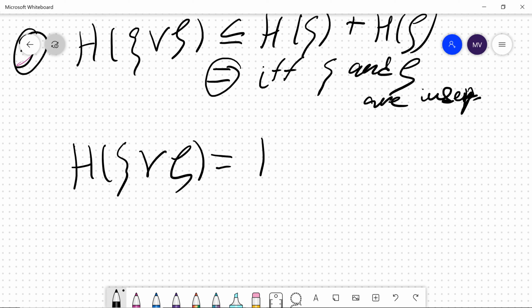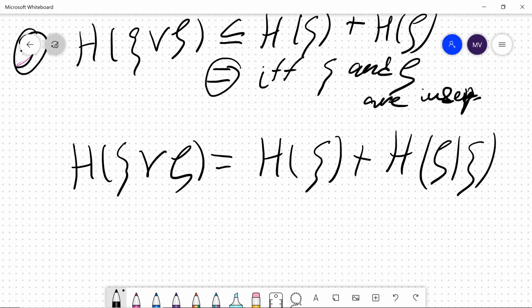We can write it as a sum of h of zeta and h of Xi with respect to zeta. And we have to show that the second part of the sum is equal to h of zeta if and only if these two partitions are independent.